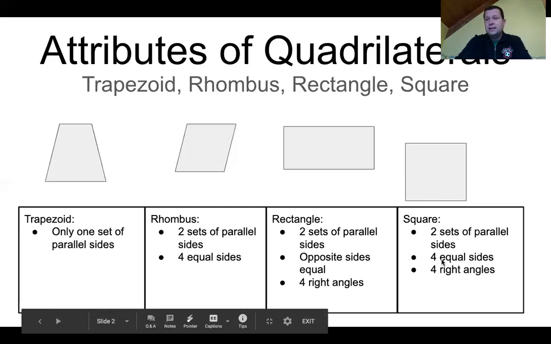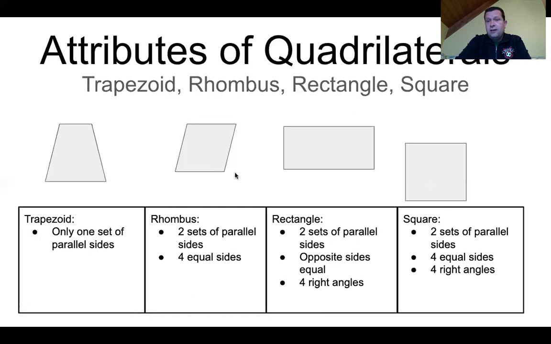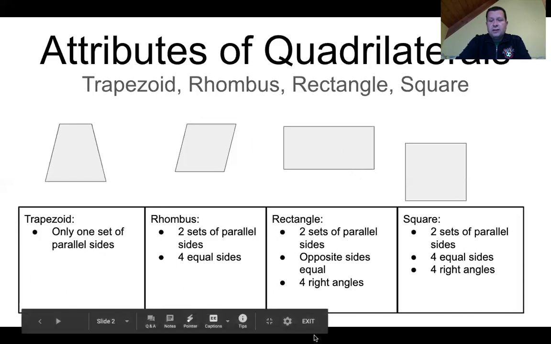Now in your next lesson, I'm going to show you why a square is also a rectangle, it is also a rhombus, and it is also a parallelogram, and a quadrilateral, and a polygon. So that'll be our next lesson. But these are just the attributes of the trapezoid, rhombus, rectangle, and square, and that should help you answer the questions for today's lesson.